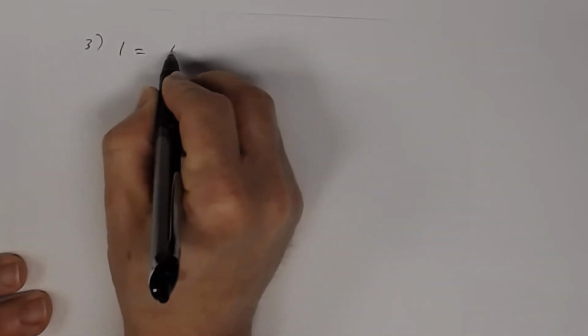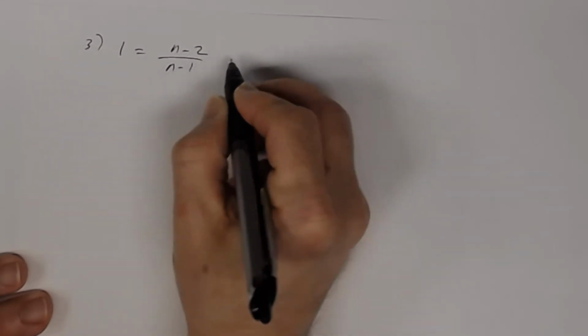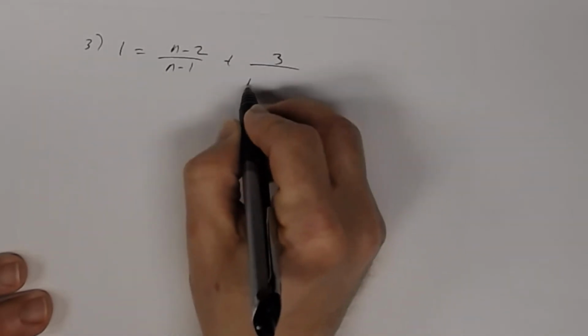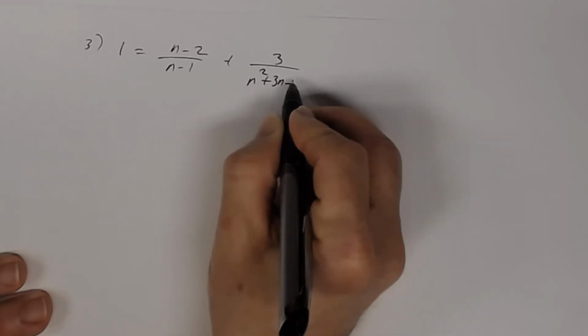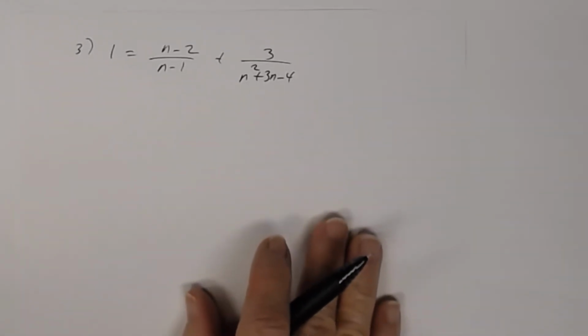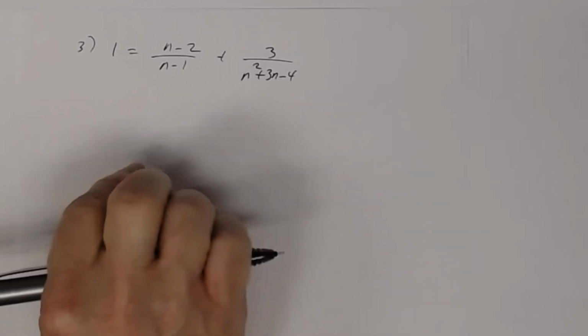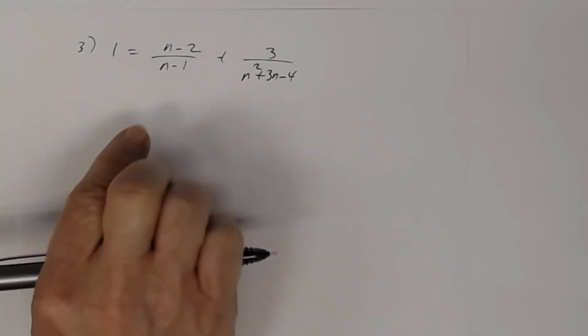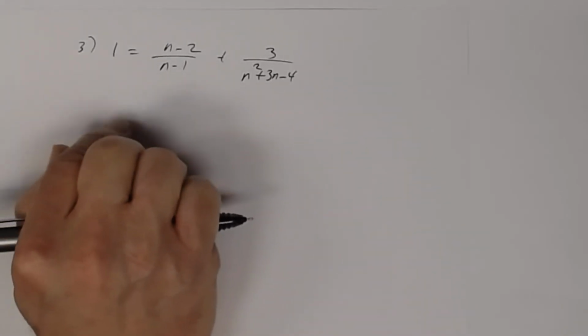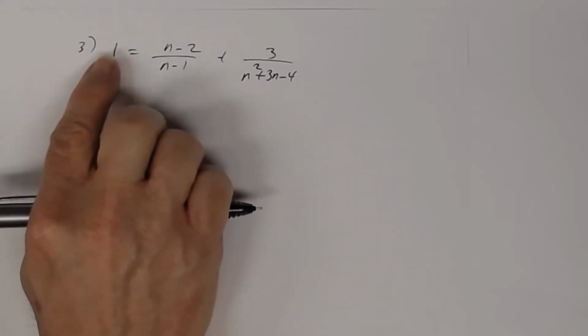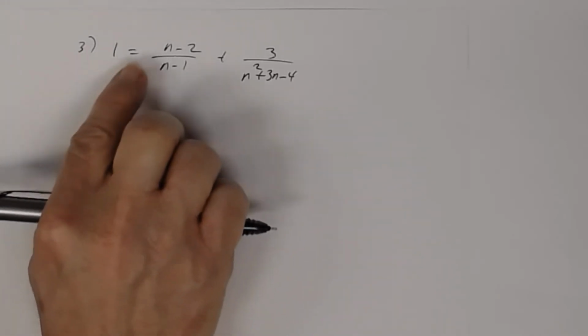And then let's look at number 3. Number 3, we have 1 equals n minus 2 divided by n minus 1 plus 3 divided by n squared plus 3n minus 4. Again, I have this rational equation. I have fractions on both sides. I have 3 rational expressions. One's a rational expression even though you don't see any variables in it, it's still a rational expression.